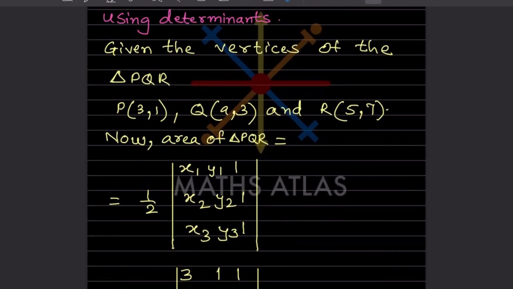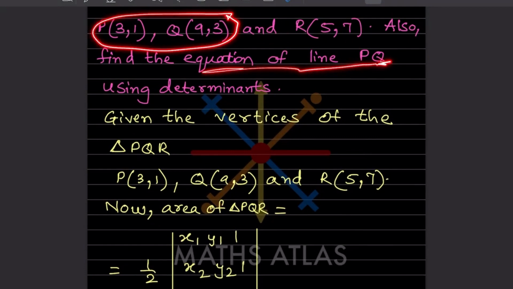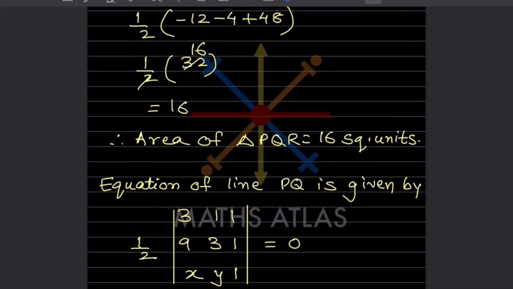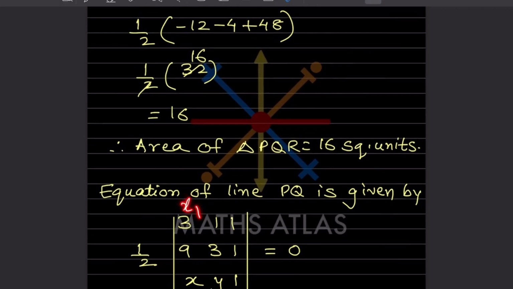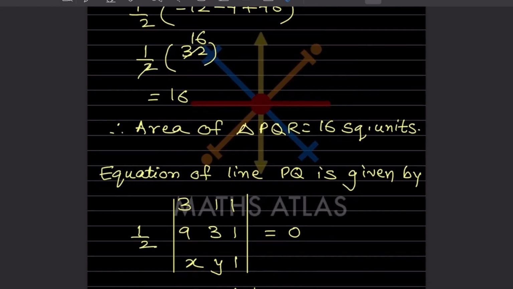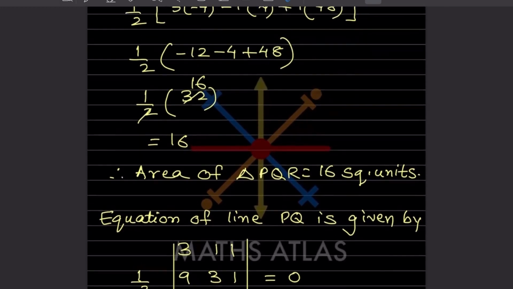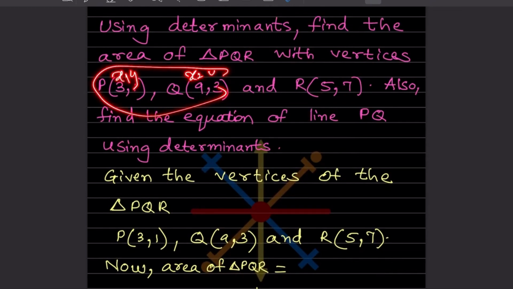Now we will take out, what did they say? Also find the equation of line PQ. PQ means we have to just consider this one, not R. So PQ means this will be again the same formula you are going to use here. But here we are not going to use x3 and y3, because we are just going to use x1, y1, and x2, y2. So we don't have x3 and y3.